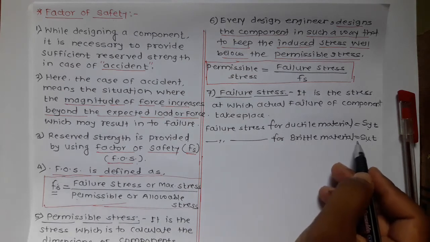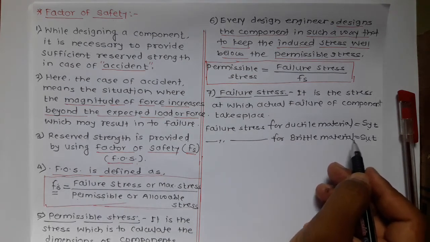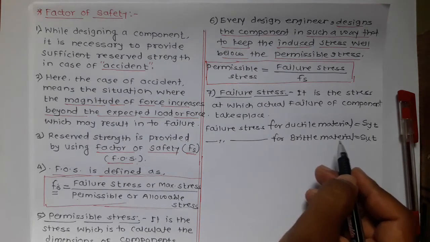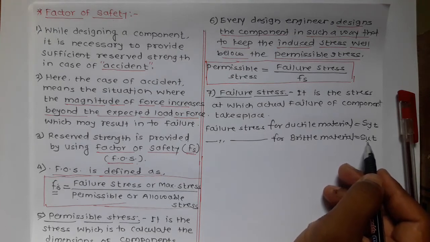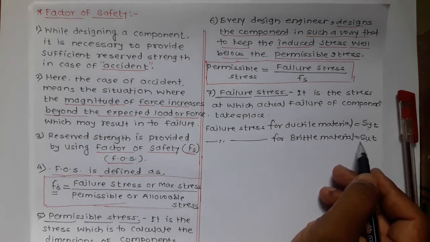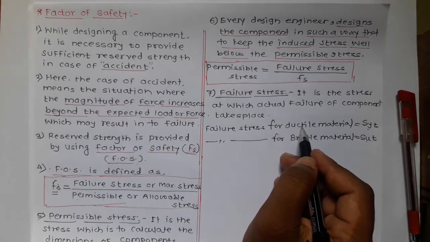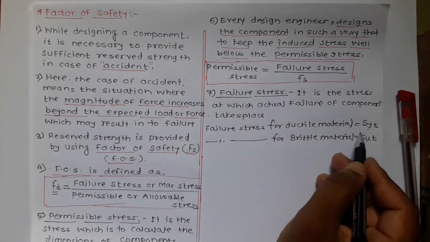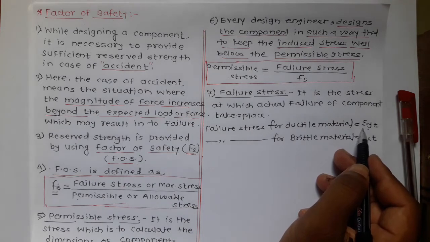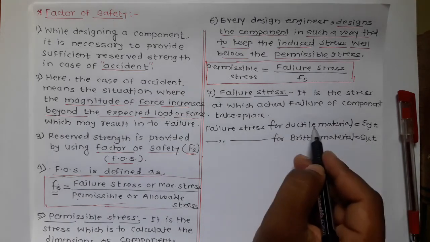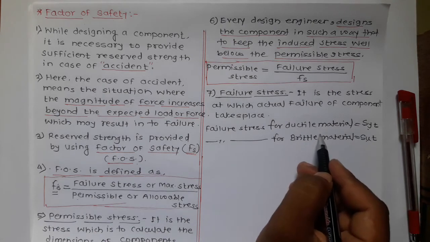And for brittle material there is no elongation, there is no yielding, so the only type of failure that occurs in brittle material is permanent breakage, which occurs at SUT. When the induced stress in the brittle material reaches or exceeds the SUT value, the brittle material fails. Similarly, in case of ductile material, if the induced stress reaches or exceeds the value of SYT, then permanent deformation of the ductile material occurs. So that's why we call SYT the failure stress for ductile material and SUT for brittle material.